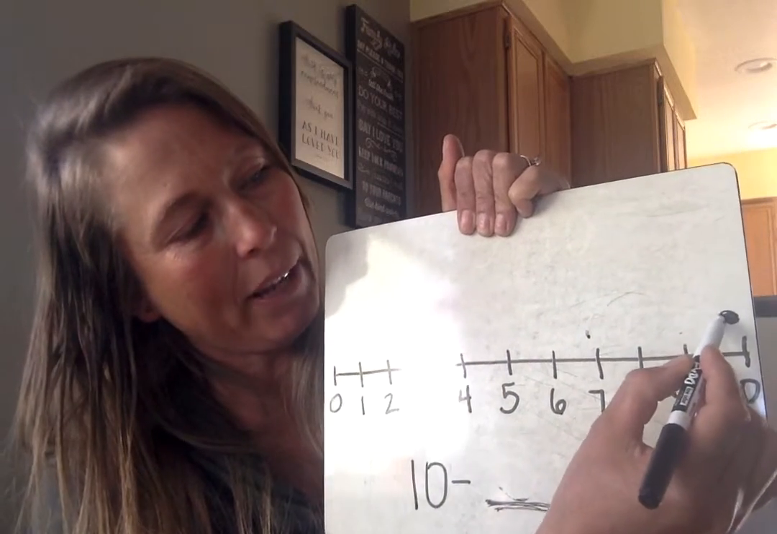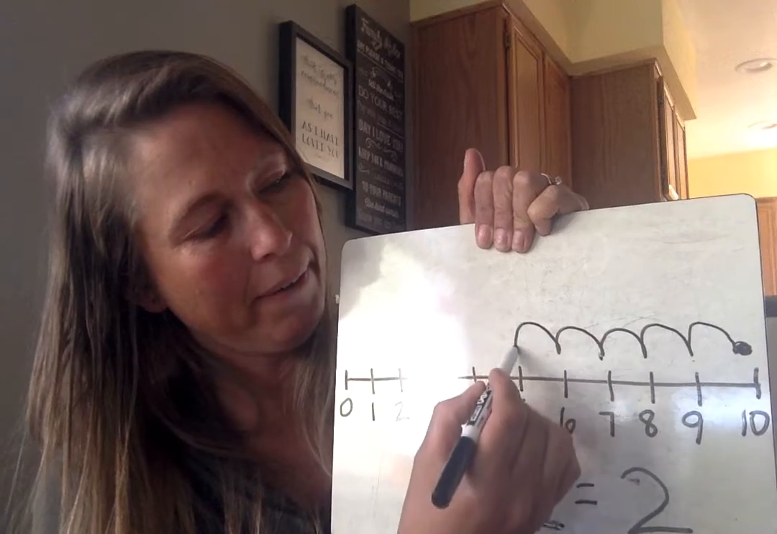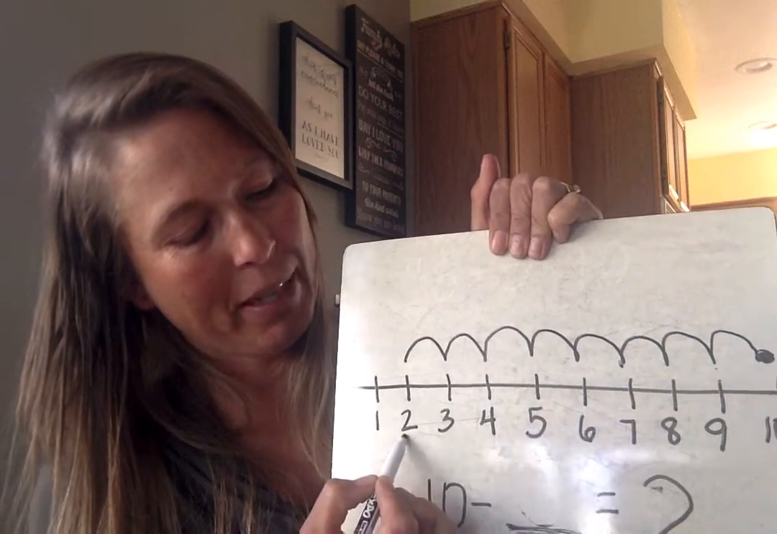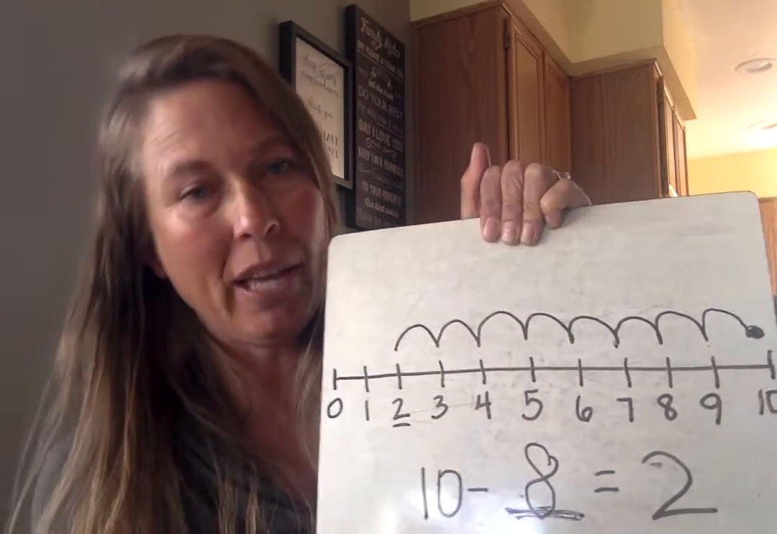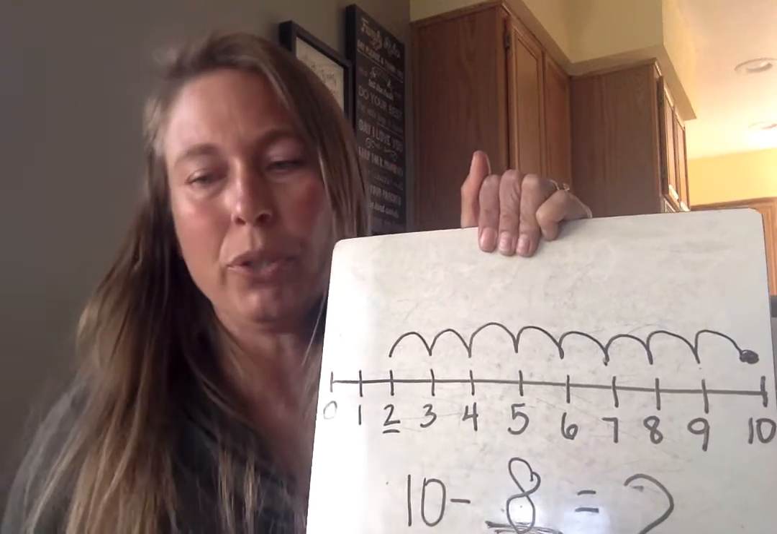So let's go ahead and count them. 1, 2, 3, 4, 5, 6, 7, 8. And now I'm at the number 2. So it took me 8 hops. So that's my missing number. So 10 take away 8 is 2.